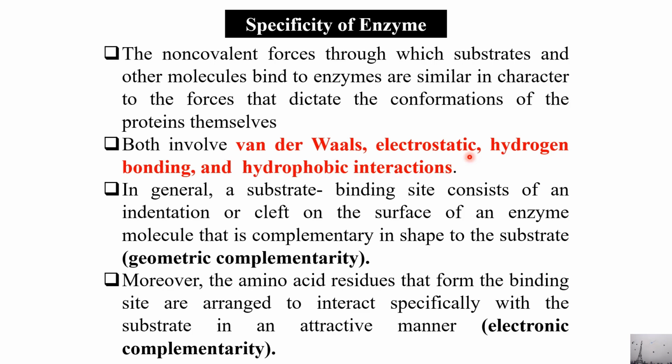Now let us talk about the specificity of enzymes. The non-covalent forces through which substrates and other molecules bind to enzymes are similar in character to the forces that determine the conformations of the proteins themselves. So both involve van der Waals, electrostatic, hydrogen bonding, and hydrophobic interactions. In general, a substrate binding site consists of an indentation or cleft on the surface of an enzyme molecule that is complementary in shape to the substrate. This is called geometric complementarity. Moreover, the amino acid residues that form the binding site are arranged to interact specifically with the substrate in an attractive manner. That is electronic complementarity.